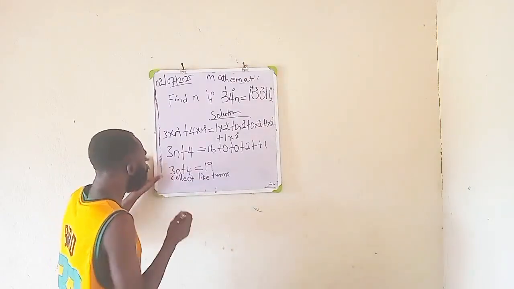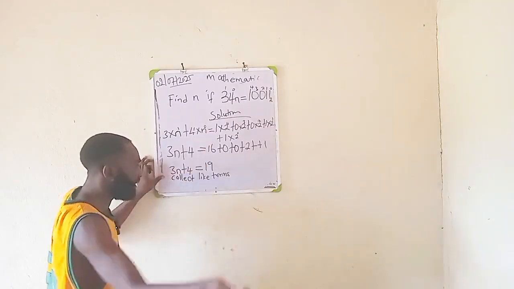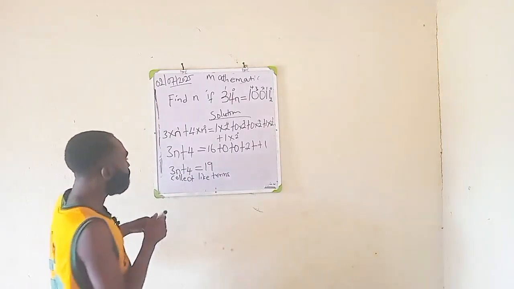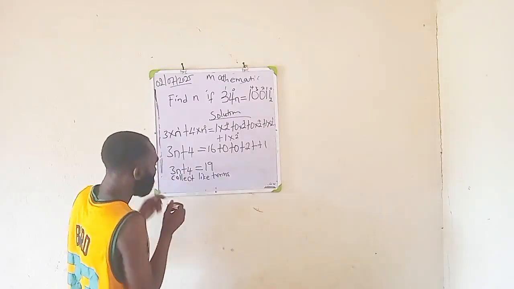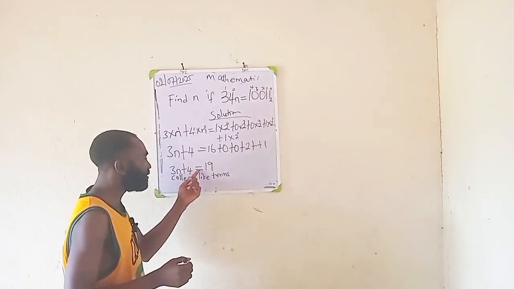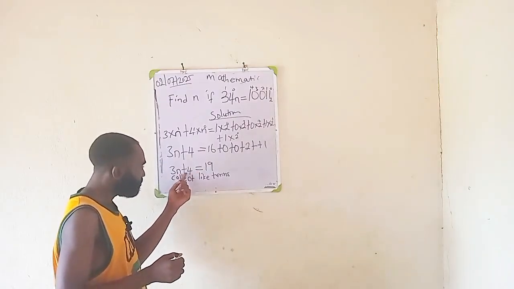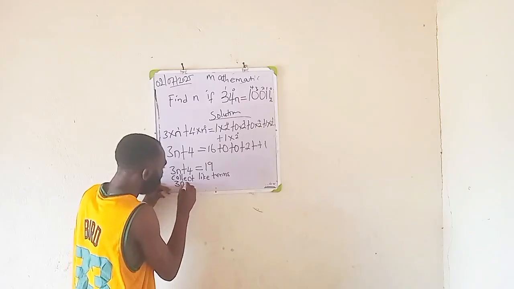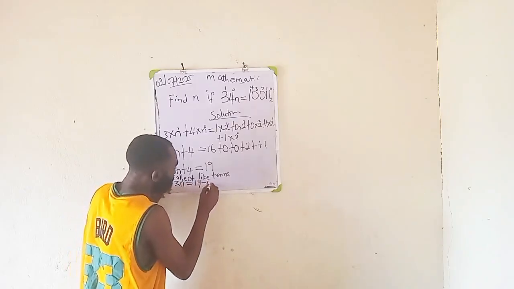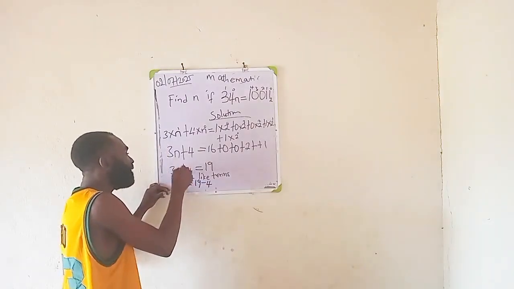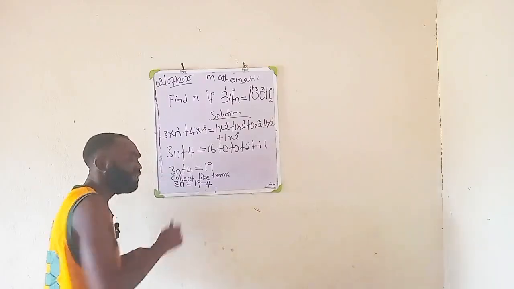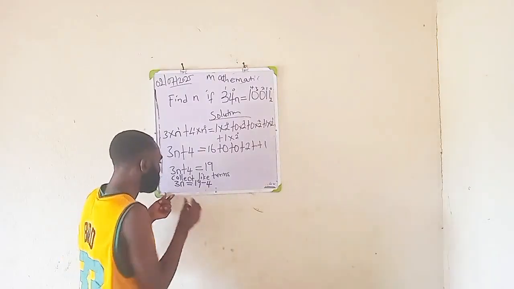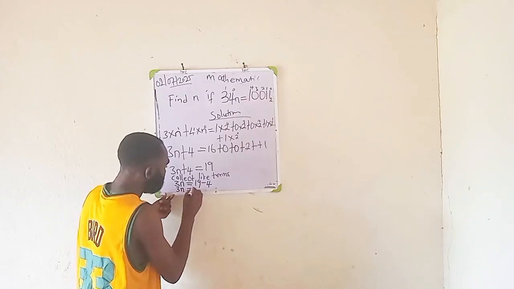So now we are going to take 4 to the other side, because we are going to group everything. Since this 4 has a plus sign here, and we are taking it across the equality sign, this 4 is not going to be plus 4, it's going to be minus 4. So we have 3n is equal to 19 minus 4, because the sign plus has changed to minus because of this equality sign. And here we know that 19 minus 4 is 15. So 3n is equal to 15.